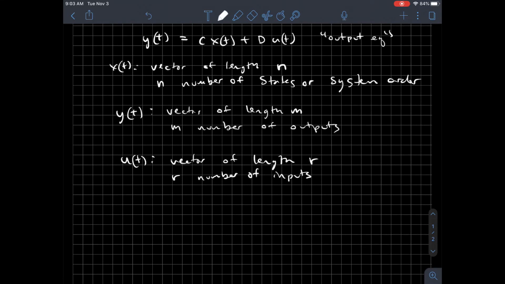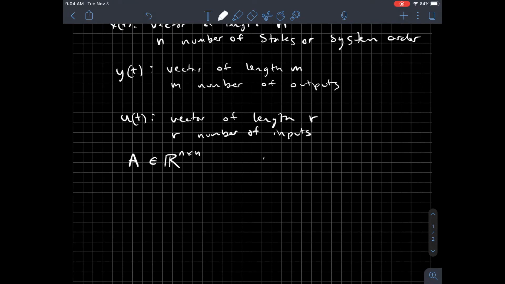And doing a little bit of simple math then, that means that A is a matrix and it belongs to the real numbers n by n. So that means that the numbers within the matrix will be real and the dimensions of the matrix will be n by n. B belongs to the real numbers n by r. C belongs to the real numbers m by n. And D belongs to the real numbers, and it's m by r.